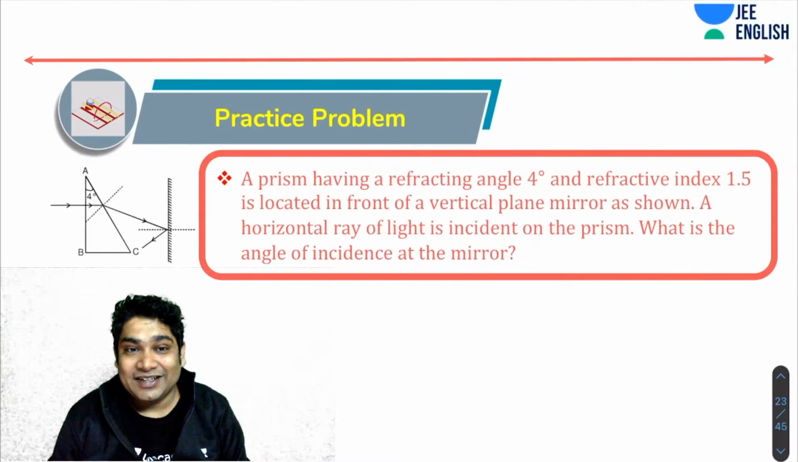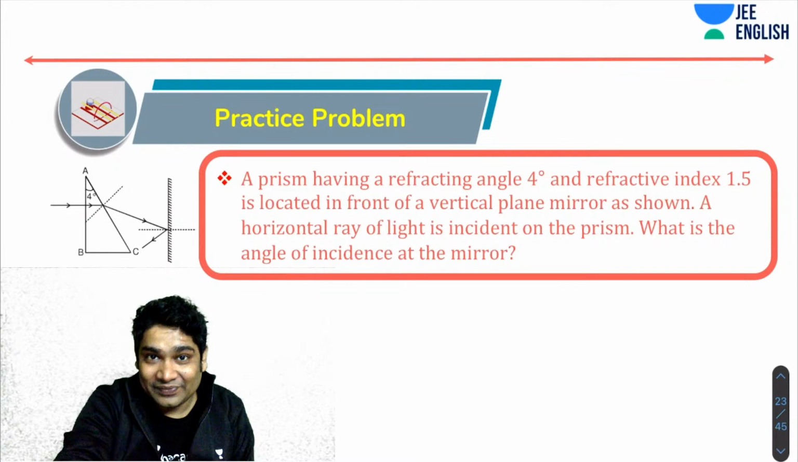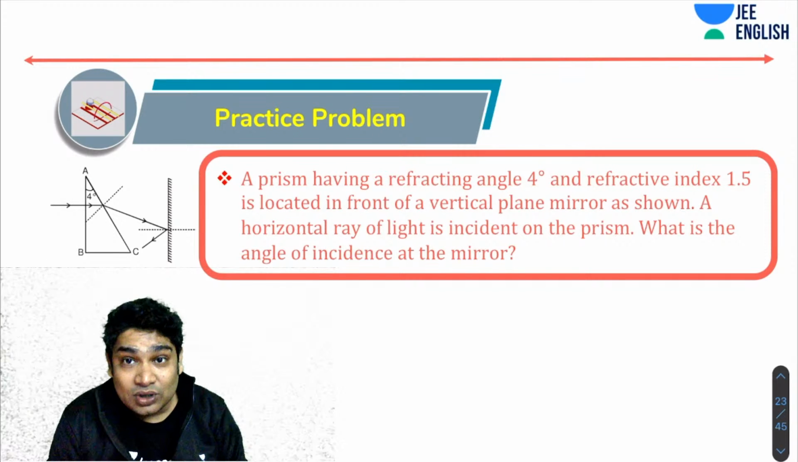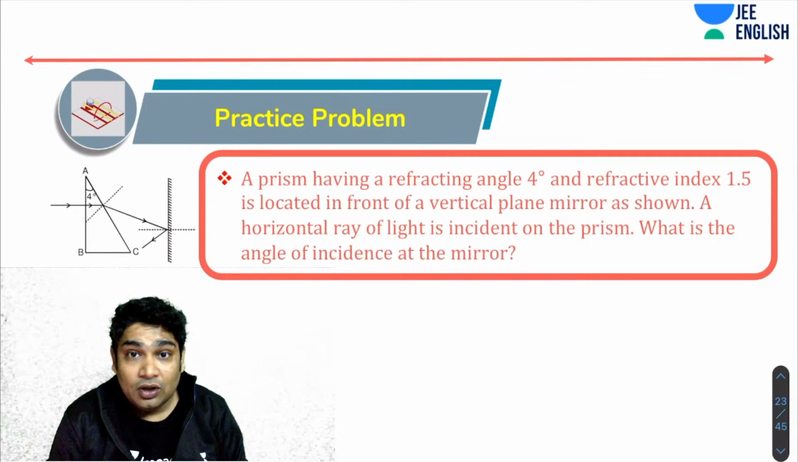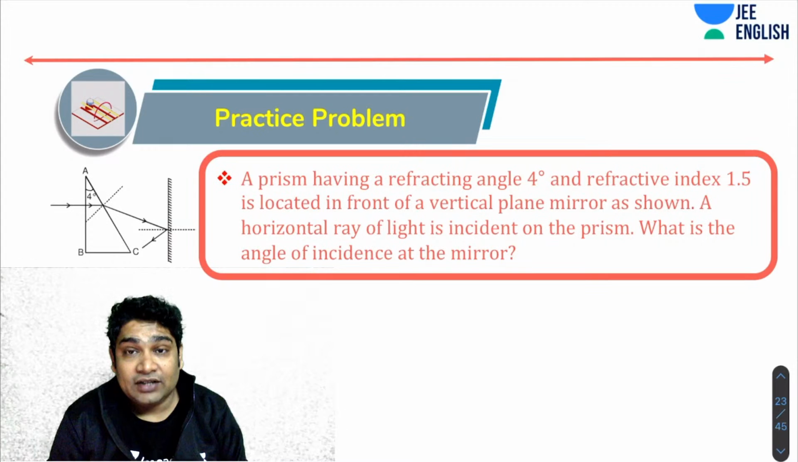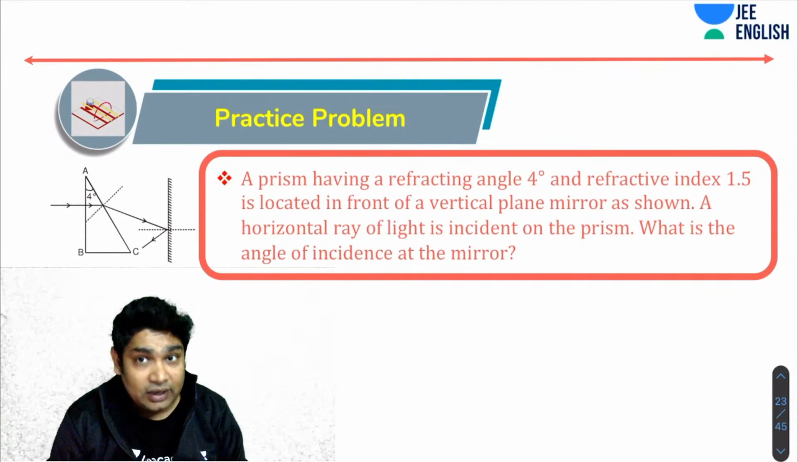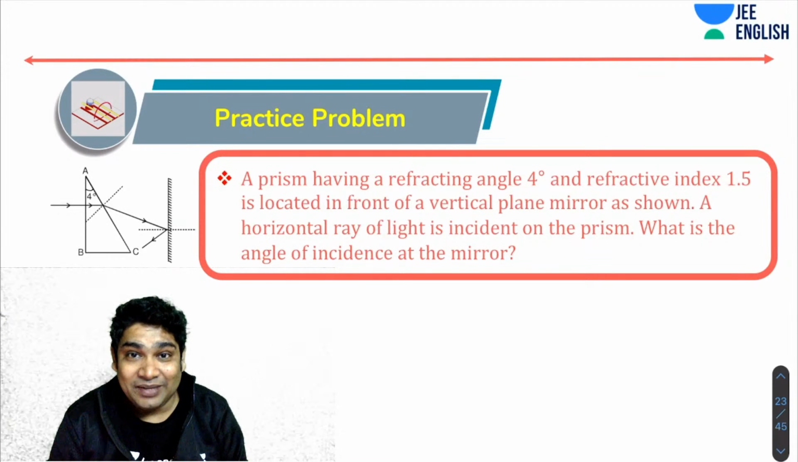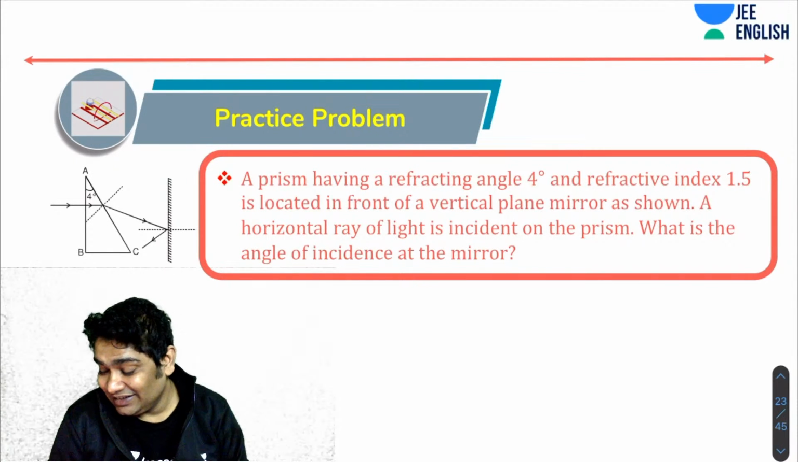Okay, so why don't we start with a question here? So with that knowledge, let's try a question. This question tells you a prism having a refracting angle of 4 degrees and a refractive index of 1.5 is located in front of a vertical plane mirror as shown. A horizontal light ray is incident on the prism. What is the angle of incidence at the mirror? Okay, this should be simple.